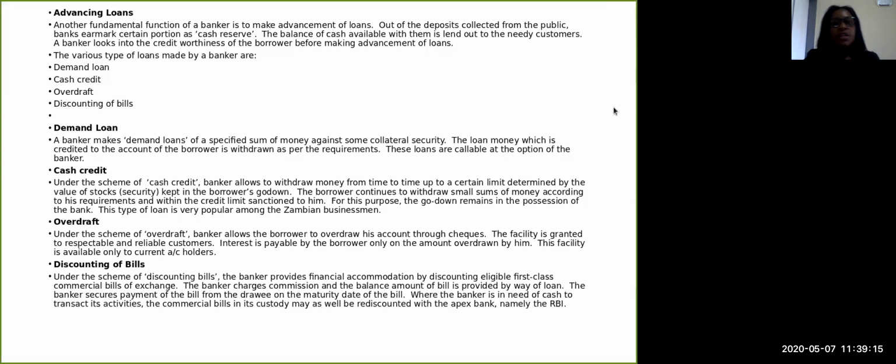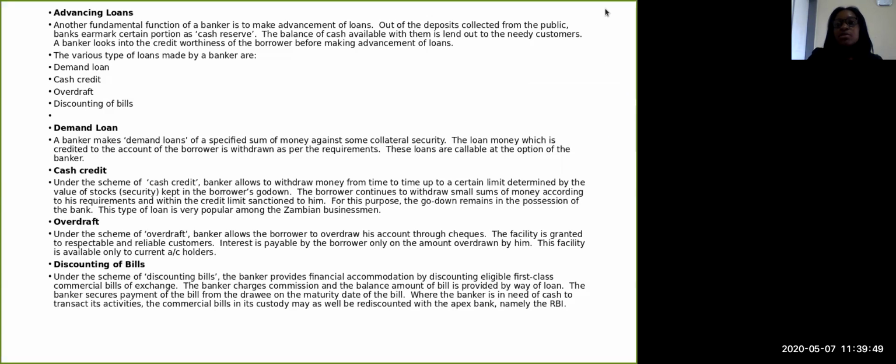Another fundamental function of a banker is to make advancement of loans. Out of the deposits collected from the public, banks mark a certain portion as cash reserves. The balance of cash available with them is lent out to the needy customers. A banker looks into the creditworthiness of the borrowers before making advancement loans.